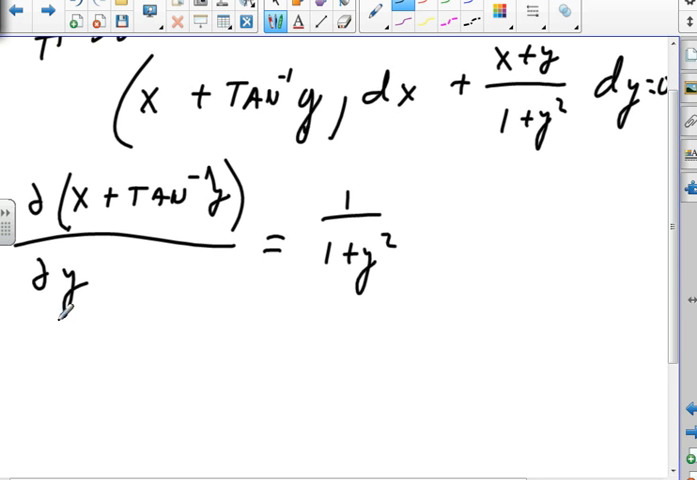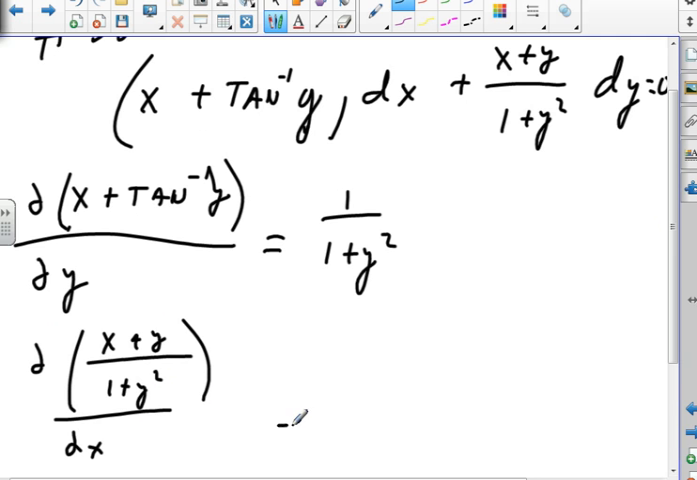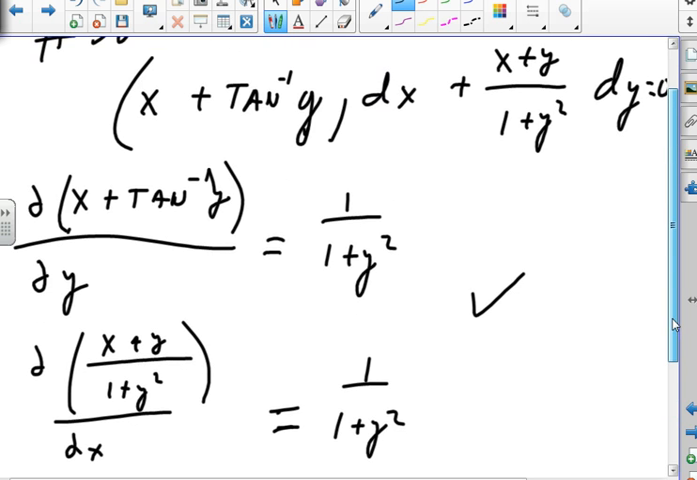Now I'm going to take the partial of x plus y over 1 plus y squared with respect to x. Okay, so this is just a constant. That's just a constant. So that's just going to be 1 over 1 plus y squared, right? Check. So the mixed partials are the same. All right, so that's good. I'm glad to hear that.